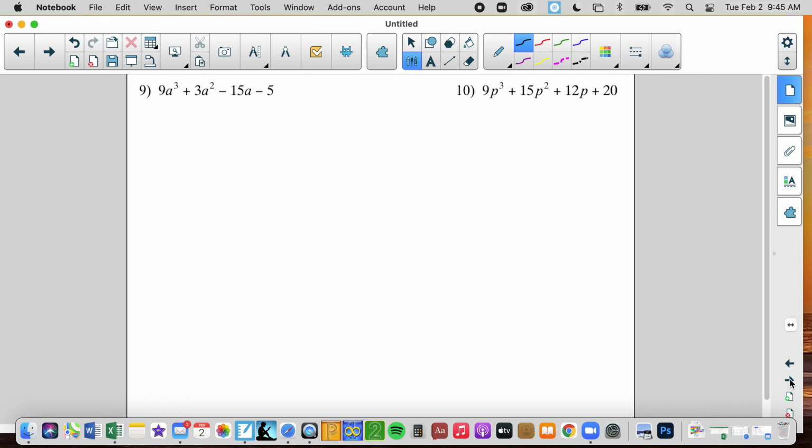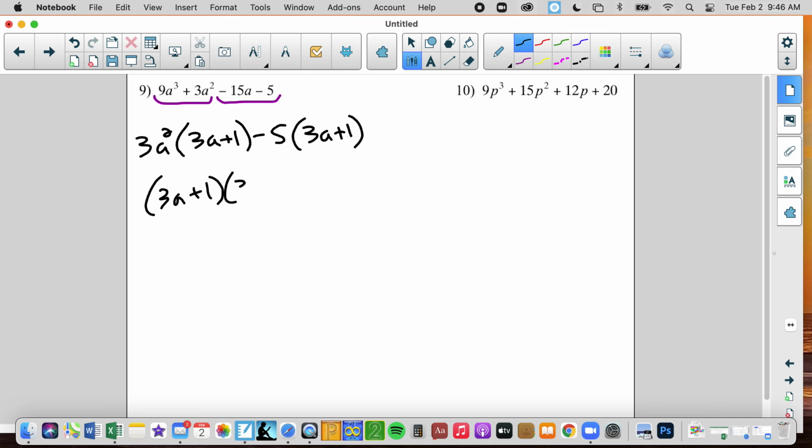Last two. Look at the first two. Look at the second two. First two, we're going to factor out a 3a squared. 3 goes into 9, 3 goes into 3. A squared goes into a cubed. That leaves me with 3a plus 1. We're going to factor out a negative 5 again, which gives me 3a plus 1. 3a plus 1 times the quantity 3a squared minus 5.